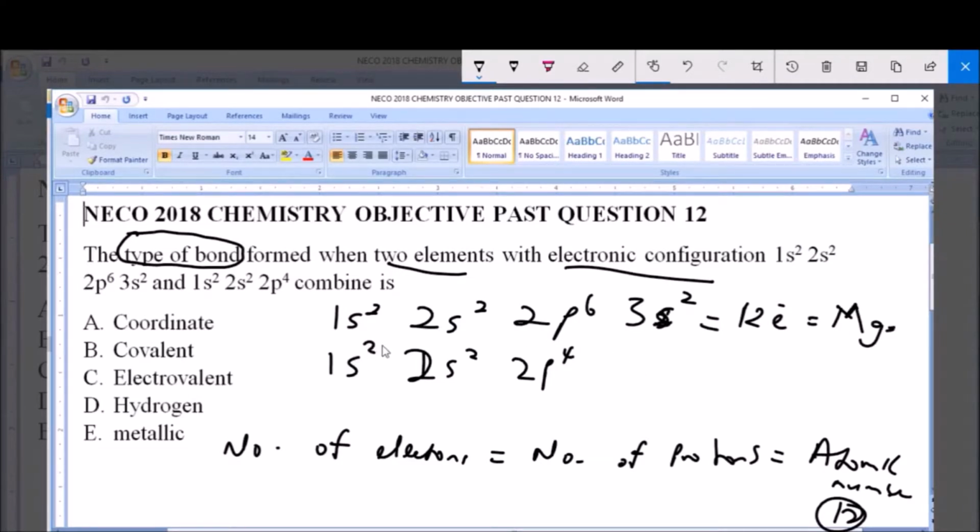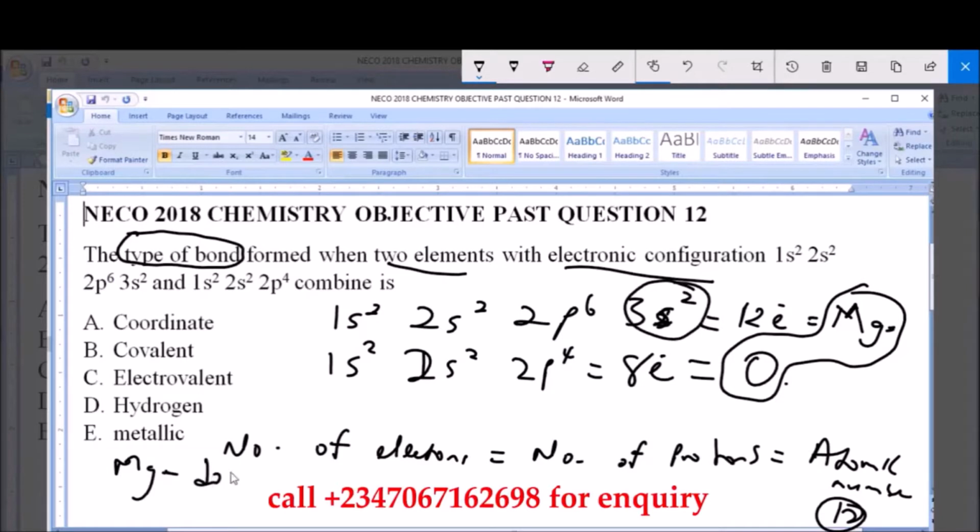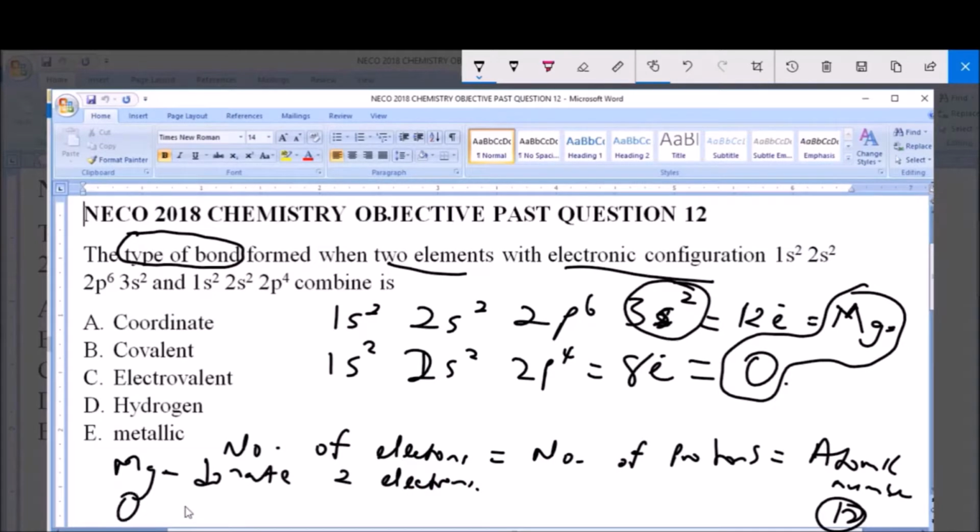Now 1s2, 2s2, 2p4 is a total of 8 electrons, and similarly the number of electrons is equal to the number of protons, which is equal to the atomic number. So the atomic number is 8, and the element with atomic number 8 is oxygen. So we are asked for the type of bond that will be formed between magnesium and oxygen. Magnesium is a metal, and in order for it to attain stability, it will need to donate 2 of its valence electrons. And oxygen is a non-metal. In order for it to achieve stability, it will need to accept 2 electrons.